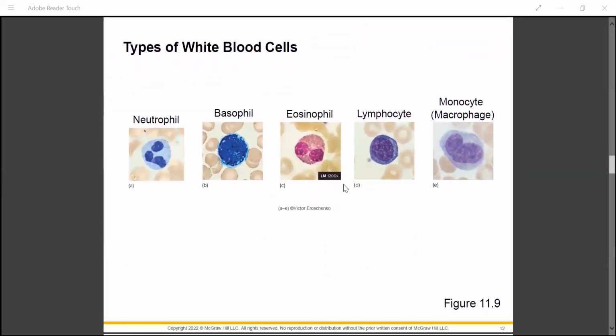So here's what our white blood cells look like under a microscope. You'll see, not an amazing picture, but there's little granules in our granulocytes, and our lymphocytes and macrophage or monocyte just have the large nucleus there. So these granules stain different colors under a microscope, so we can tell which type of granulocyte it is.